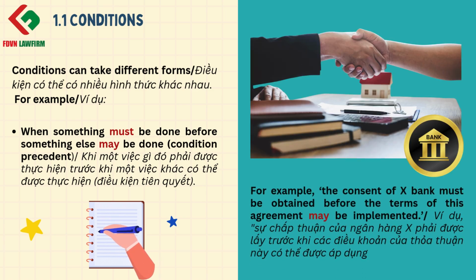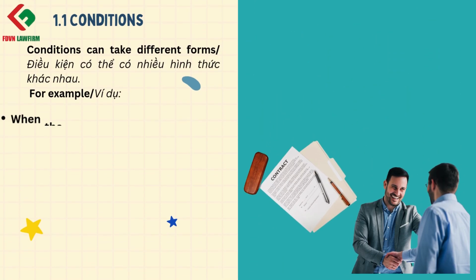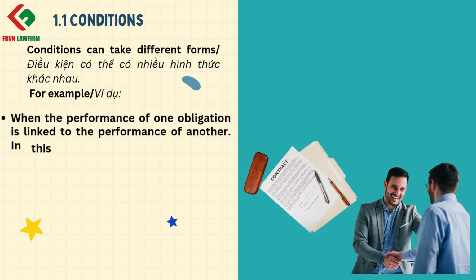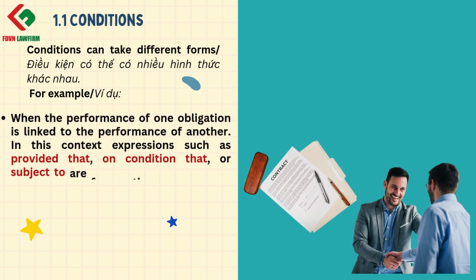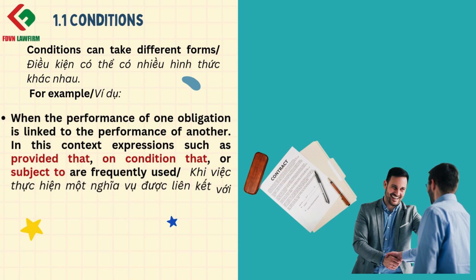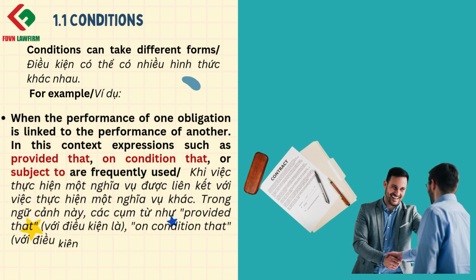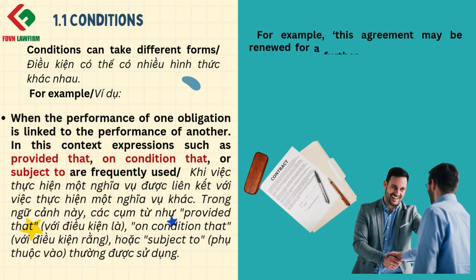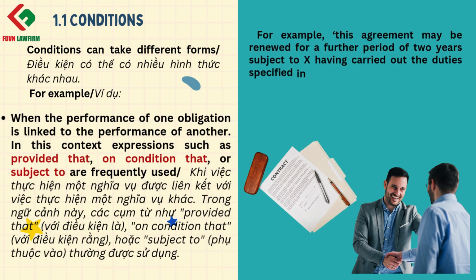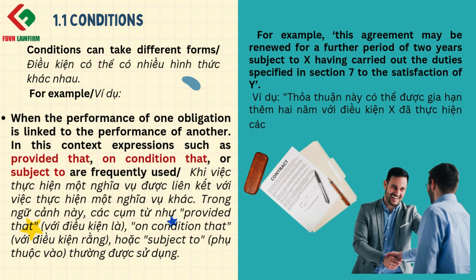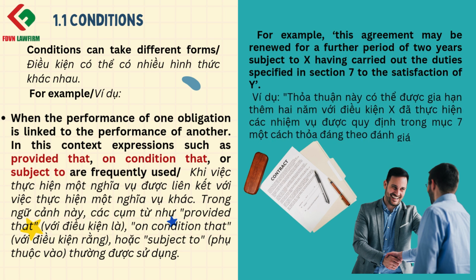For example, the consent of X bank must be obtained before the terms of this agreement may be implemented, when the performance of one obligation is linked to the performance of another. In this context, expressions such as provided that, on condition that, or subject to are frequently used. For example, this agreement may be renewed for a further period of 2 years subject to X having carried out the duties specified in Section 7 to the satisfaction of Y.